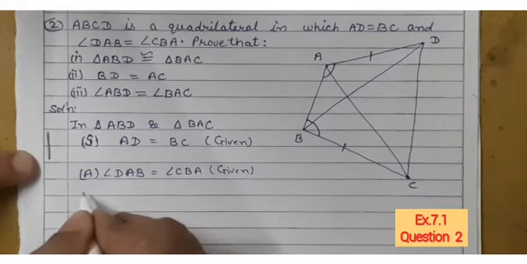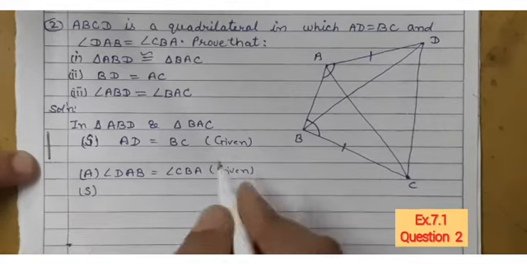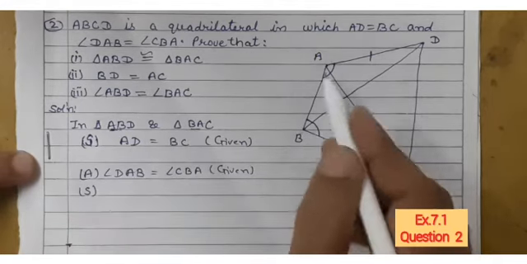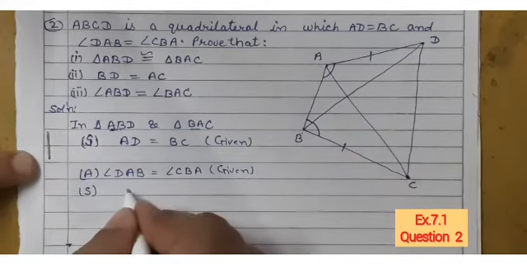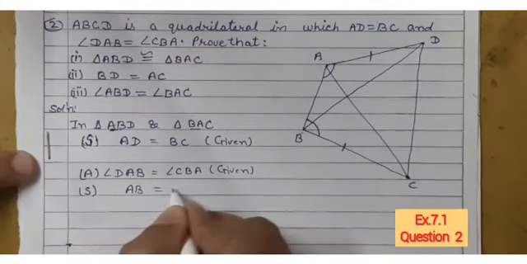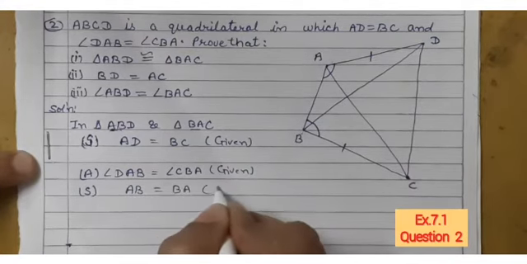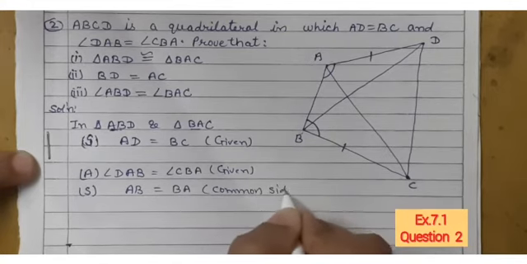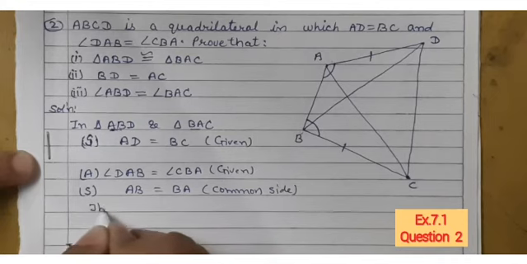And what will be the third thing? That is side I am taking. See here, AB is here and here is BA. AB and BA both are the same. So we can say AB equal to BA. And this is called your common side.